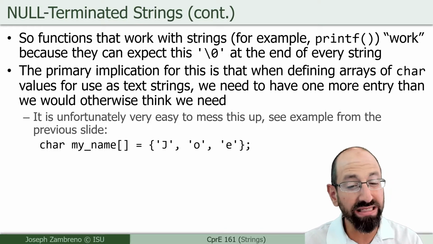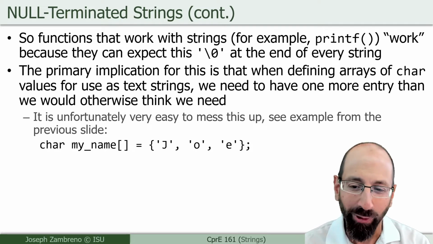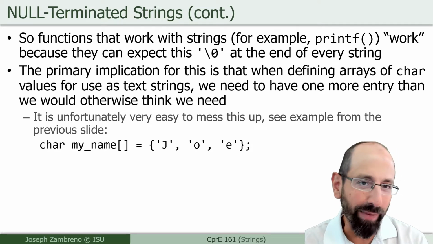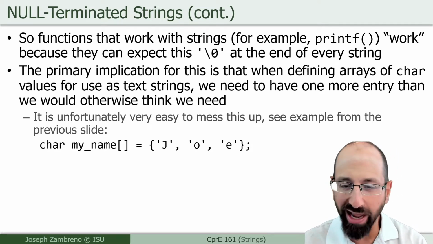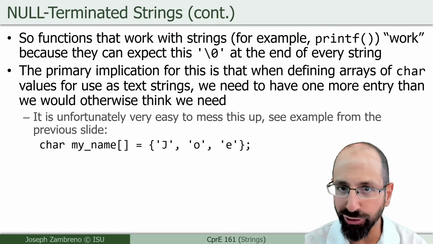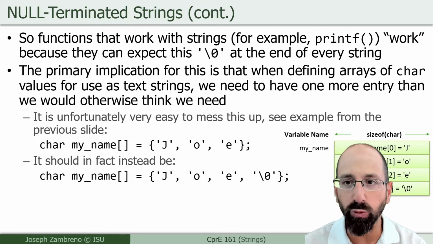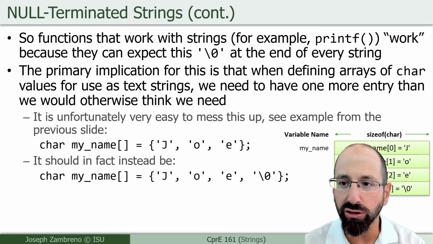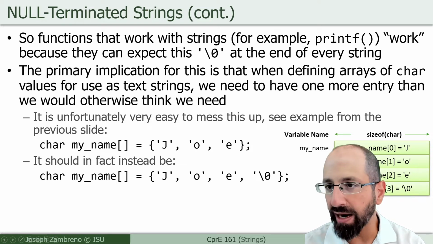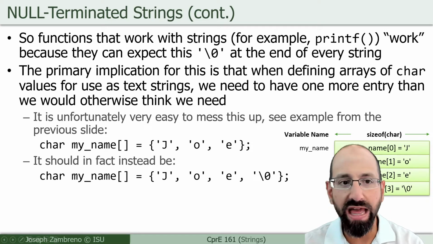It's pretty easy to mess this up. In fact, the example from 2 slides back is actually wrong, where I initialize as an array called car my name as a J, an O, and an E. If I actually did want to initialize a character string with a J, O, and E, I'd need to include the space for the null byte as well. And our layout of memory should look like the following, where the first byte is the J, the O, the E, and then there's extra space for that null byte.